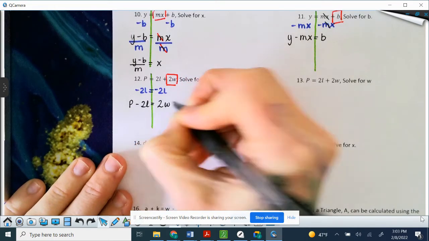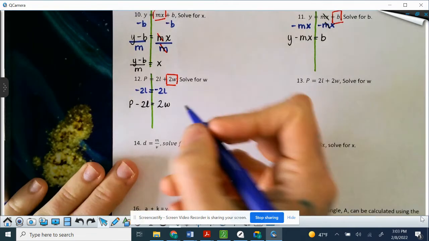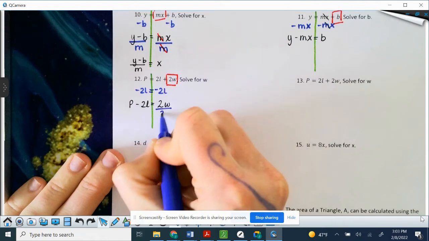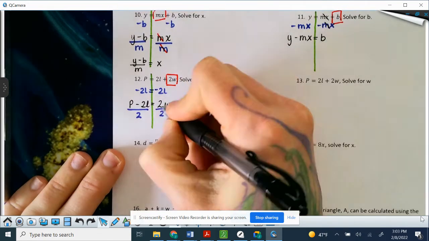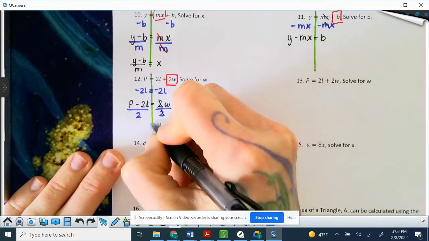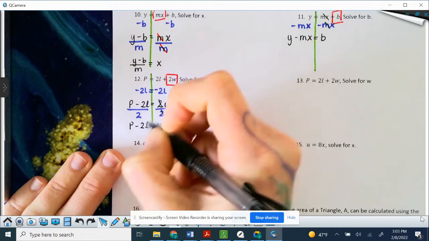I'm trying to make my L's not look like ones. And ask yourself now, after that first step, one step at a time, is W by itself? It is not. It was attached to that 2 by multiplication. And the inverse of multiplication, again, is division. So we're going to divide both sides by 2. These go away. So W equals big P minus 2L over 2.